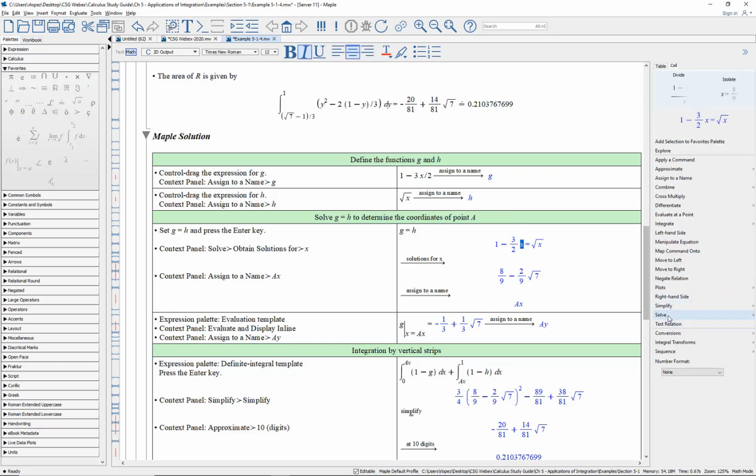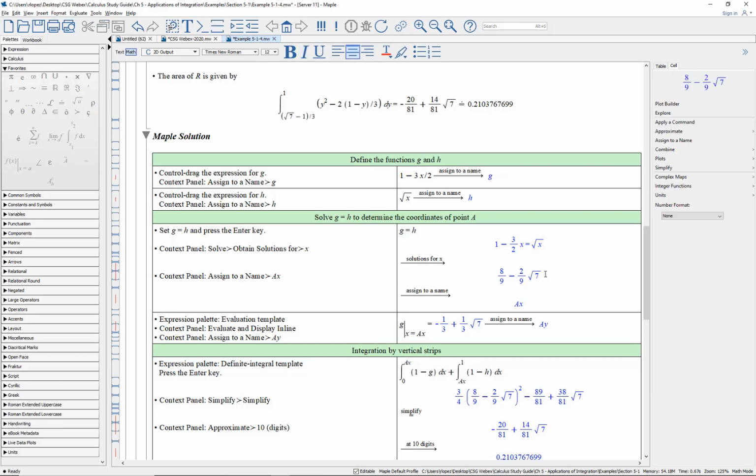Right click, you get the context panel, solve. I selected obtain solutions for x. There's what you get back for x. And I gave it the name ax. Well, I want to put ax into either f or g. But since it's not a function, I can't go f of ax or g of ax. I can't do that because it's not a function.